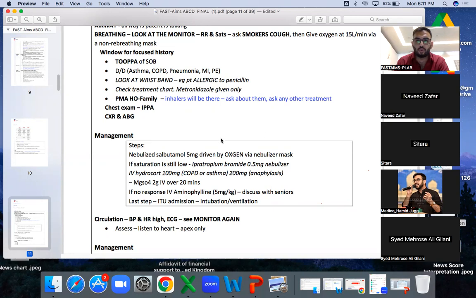In smoker cough, do we give oxygen? Yes, we give. It is 4 liter oxygen. We will give that oxygen. This is low flow oxygen, 4 liter oxygen. However, the cutoff value is 88, not 92. Here, if it is above 88, we do not give any oxygen.